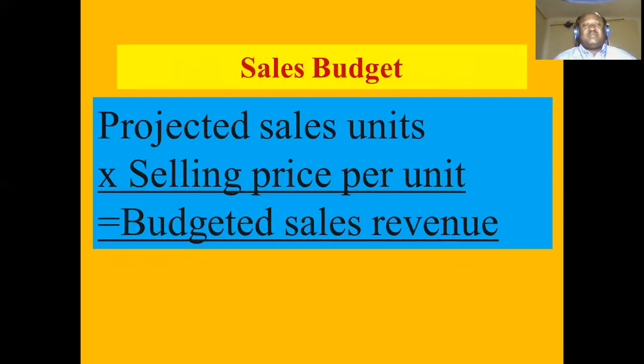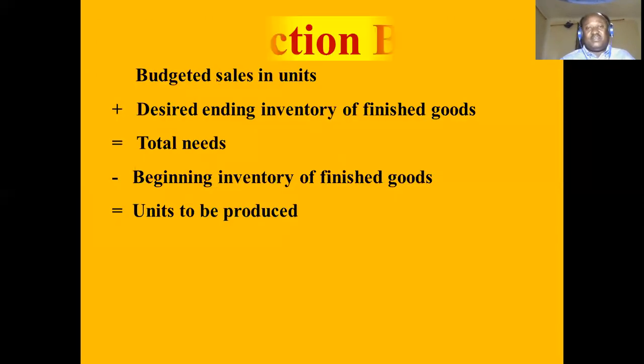Sales budget can be calculated, as you can see in our slide here. We get the projected sales units. This is the number of units we shall sell. Then you multiply them by the selling price per unit. You will get budgeted sales revenue. So if you are going to have 100 units and the price is 20, then multiply 100 by 20, you get 2,000 as the budgeted sales revenue.